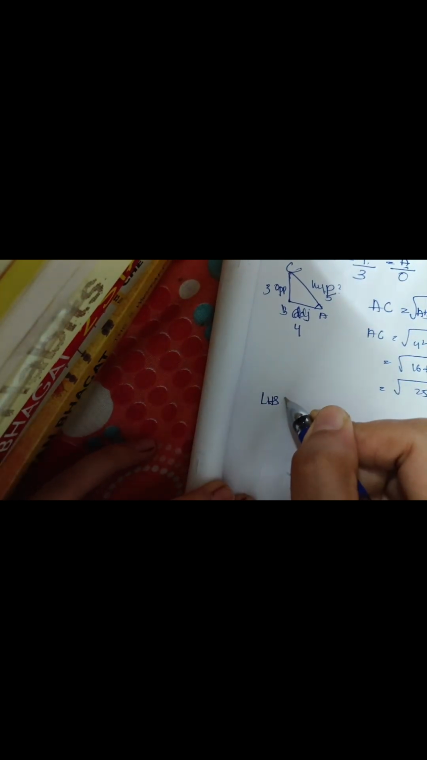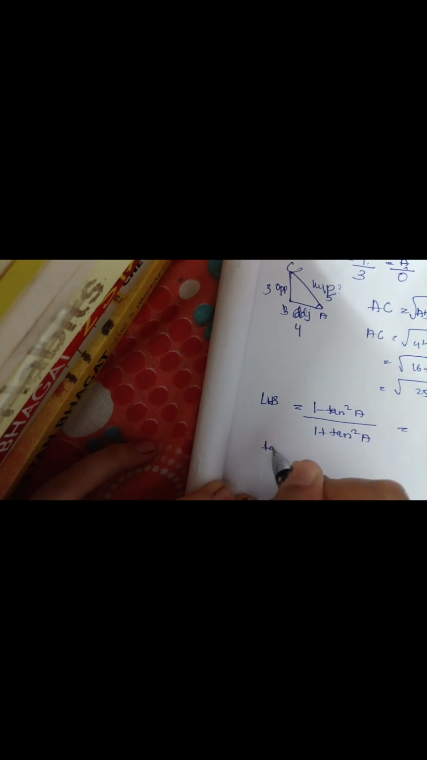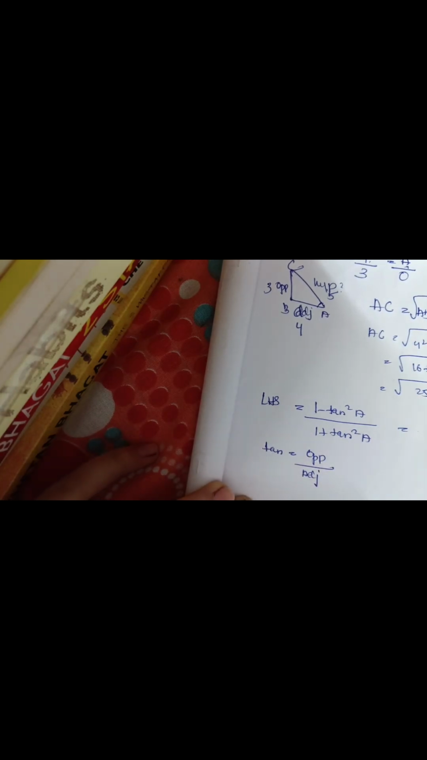And now bit by bit we are going to solve our LHS, the left hand side, that is 1 minus tan square A by 1 plus tan square A. So our question is, what is tan? Tan equals opposite by adjacent, that is 3 by 4.